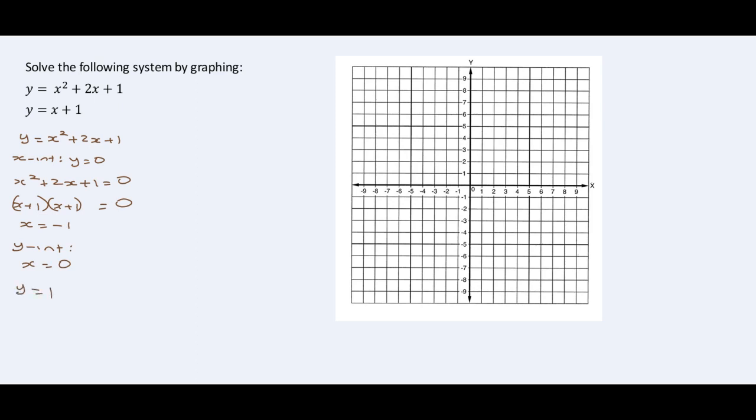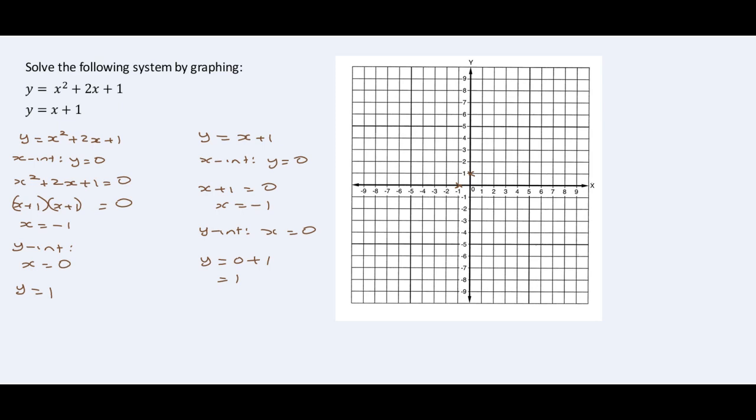Then the second equation, we have y equals x plus 1. So for the x-intercept, we have y equal to 0, so x plus 1 equals 0, so x equals -1. And for the y-intercept, we have x equal to 0, so y is 0 plus 1, which is equal to 1. So now let's start off with the quadratic equation. So we have x equals -1 right there, and y equals 1 right there. So we have a graph that looks something like this.